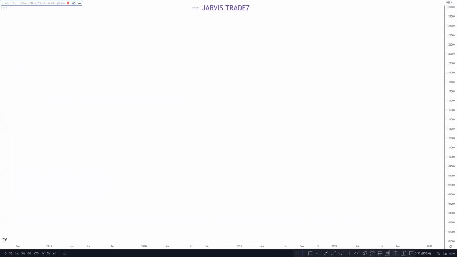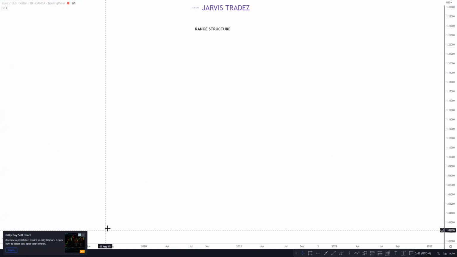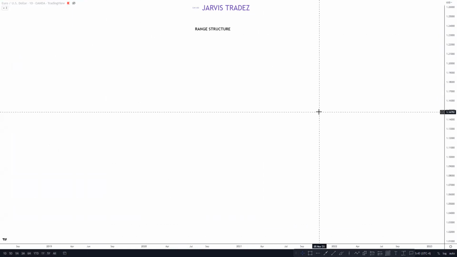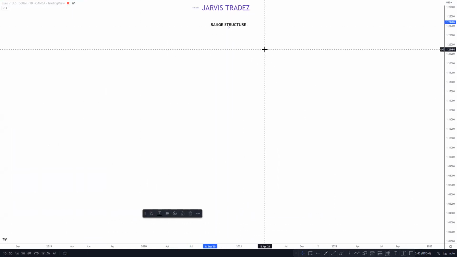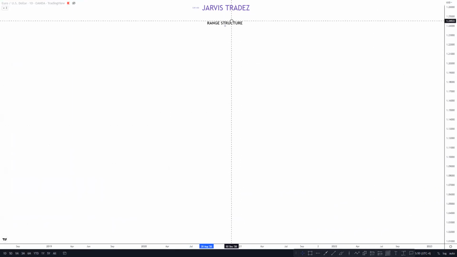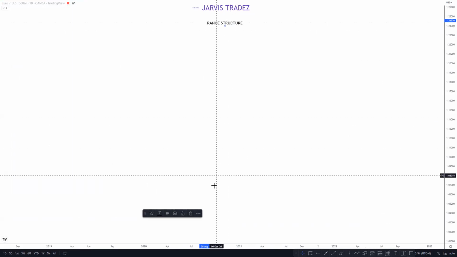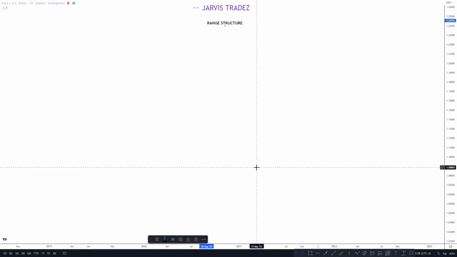And in this one, I will be talking about the thing which is known as range structure. Many people are confused about range structure. So in this session, I will explain how I see the range structure, for you to understand and select those easy ranges.